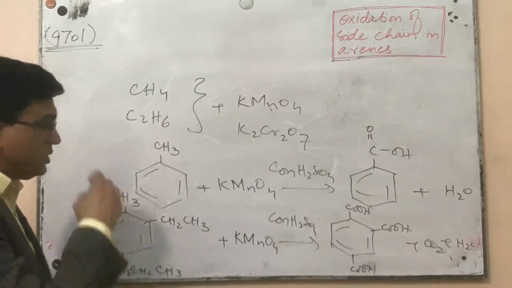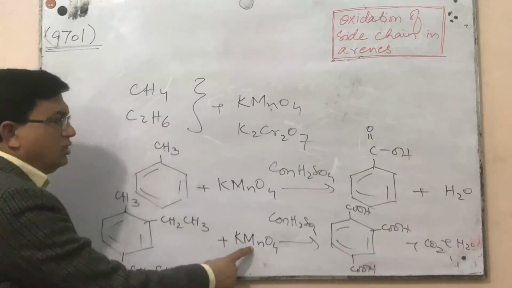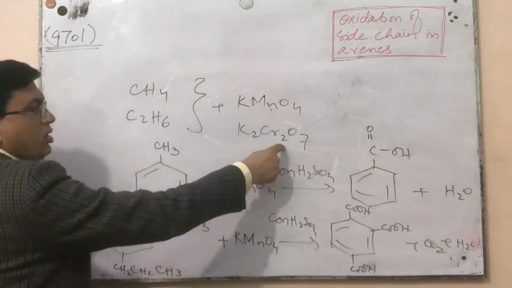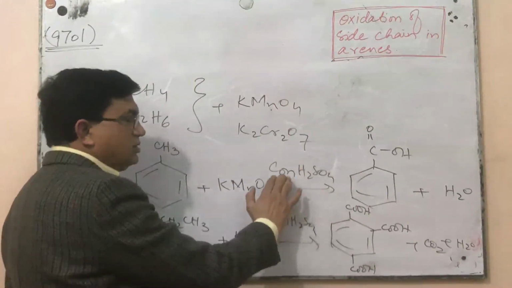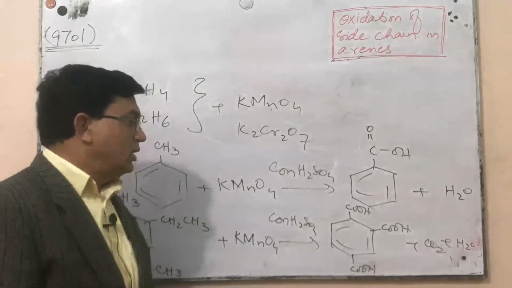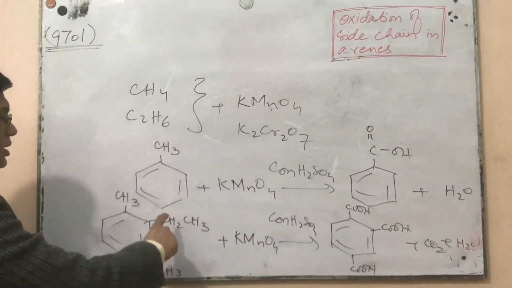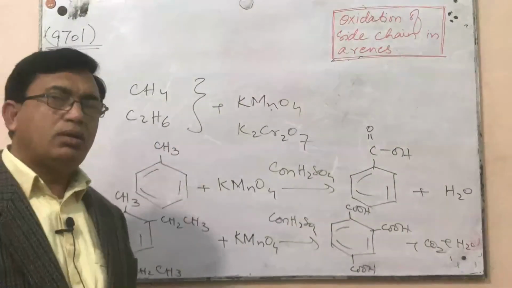Now, this reaction can be carried out not only by KMnO4 but also using potassium dichromate. This is also a strong oxidizing agent, and in the presence of concentrated sulfuric acid, it can easily oxidize all those side chain arenes which contain alkyl groups and convert them into carboxyl groups.